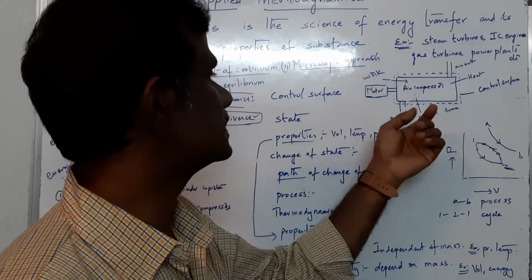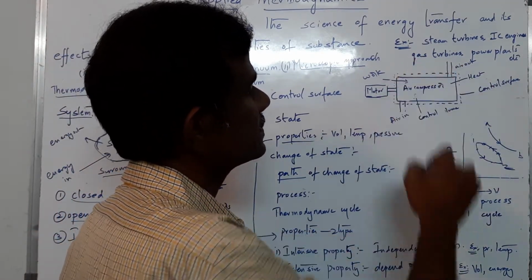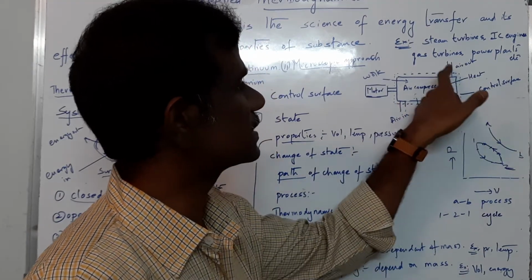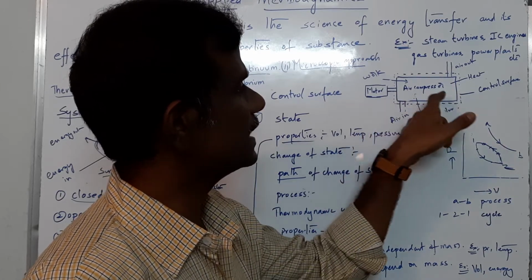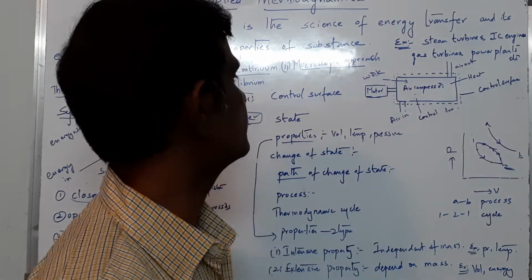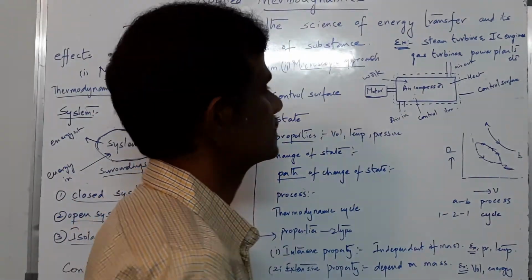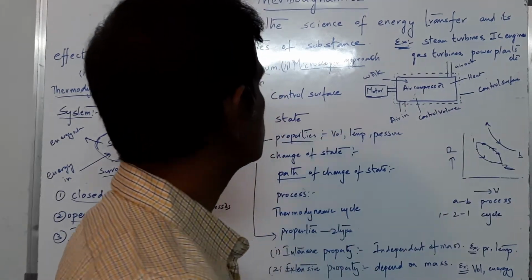So control volume is nothing but the area surrounded in this. The boundary surrounding it, for this air compressor, is called the control surface. I hope you understand about the control volume and control surface.